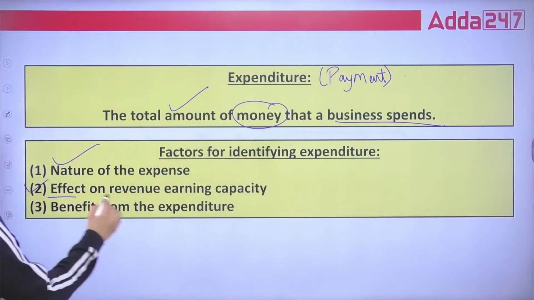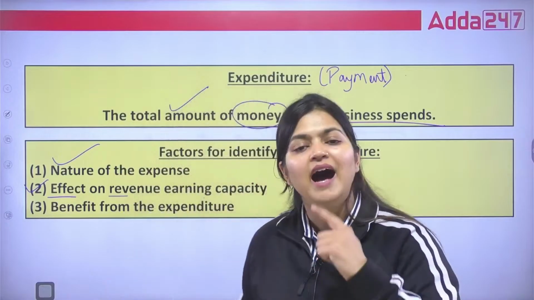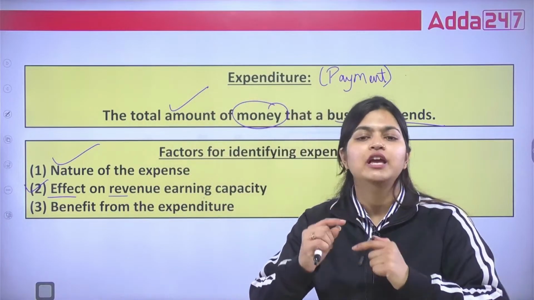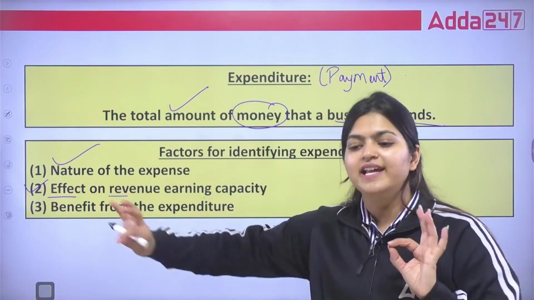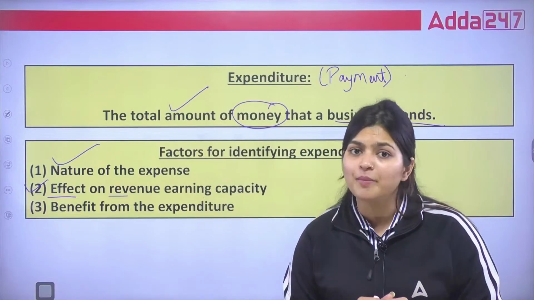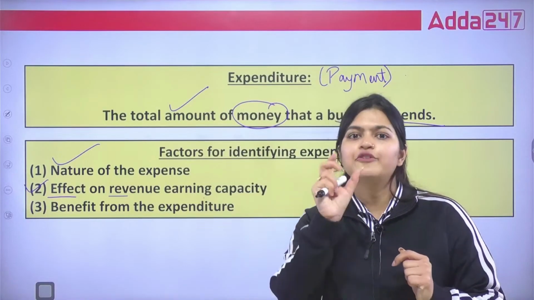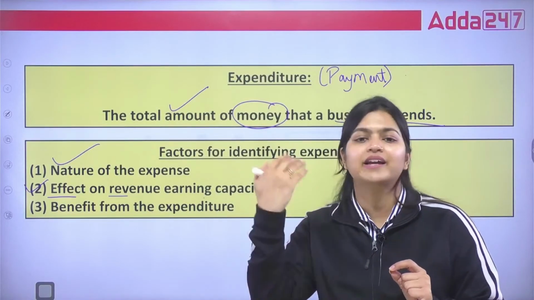Second, effect on revenue earning capacity. If I am purchasing machinery, I can use that machinery for 10 years. Means I can produce products for 10 years. But if I am purchasing raw materials, I can use that raw material and tomorrow I can convert it into finished goods. Yes, and I can sell it.